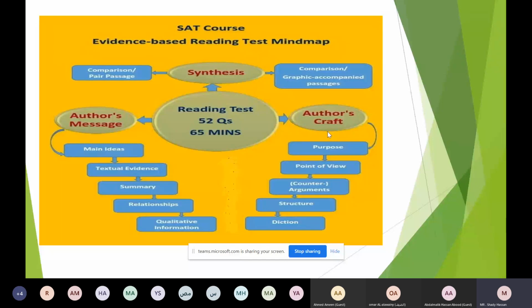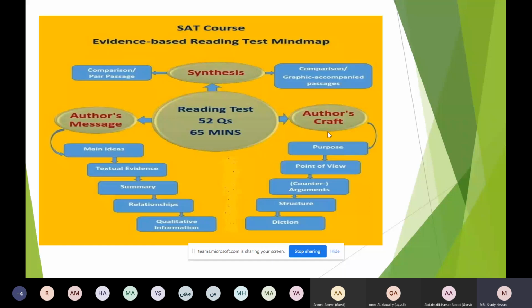Drop 10 minutes of the 65 minutes, so you've got what? 55 minutes. And there are 52 questions. So a question must not take more than one minute. Okay? And your questions are going to be inside this outline. You're going to be asked about the author's message. When you are reading the critical thinking passages and you find an author's message, you've got to know that here we've got a question. So you're going to circle this sentence or this part of the passage, because you're going to have a question on the main idea, another question for textual evidence, another one for a summary of the text you've read.